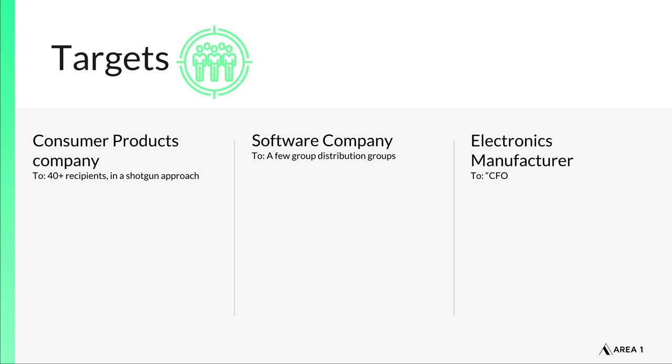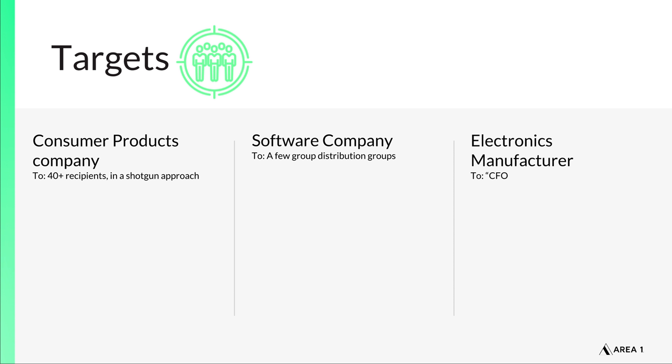So to give you a little bit of an example of a few of the companies and people that we've seen, I think the interesting thing here is it highlights some of the different ways in which phishers decide to send out their emails. In one example, we see a consumer products company where they really just used a shotgun approach. They sent to 40 plus recipients, basically any email they could find from that organization, and they tried to send this phish. In other examples, we see much more targeted attacks. In one particular software company, we saw that they picked out a few distribution groups within that company and tried to go that route.